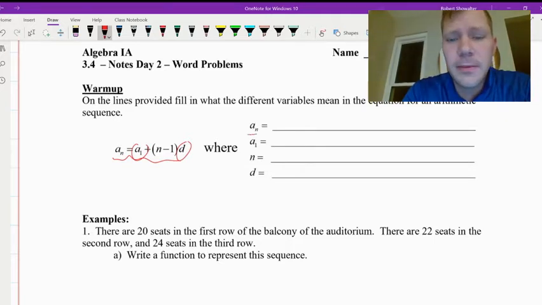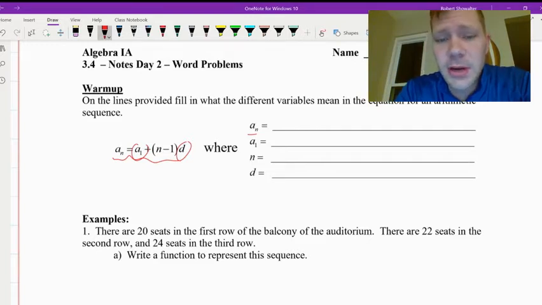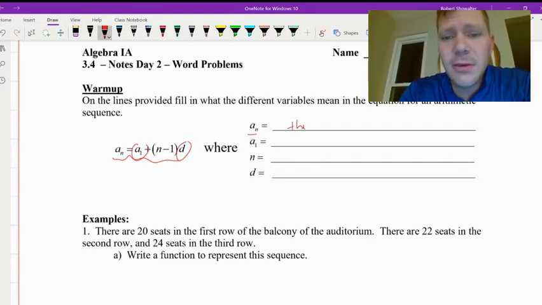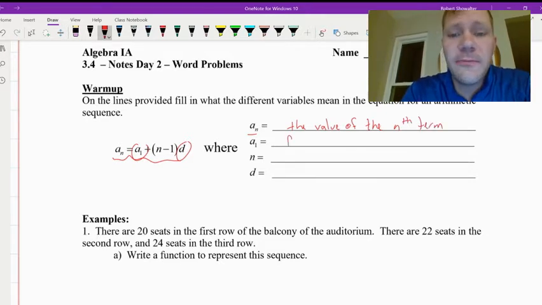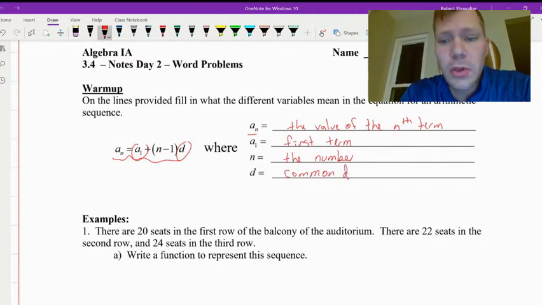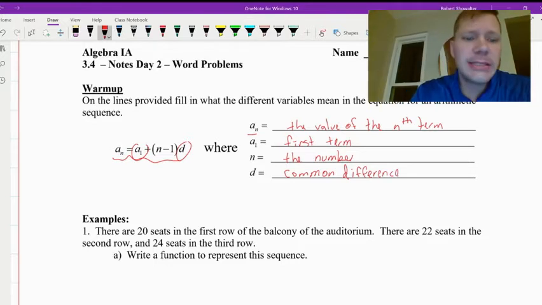Let's define what these different parts are. A sub n would be the value of the nth term, a sub 1 meaning the first term, n meaning the term number, and d meaning the common difference, which is similar to the slope, could also be called the rate of change. All right, let's dig in.